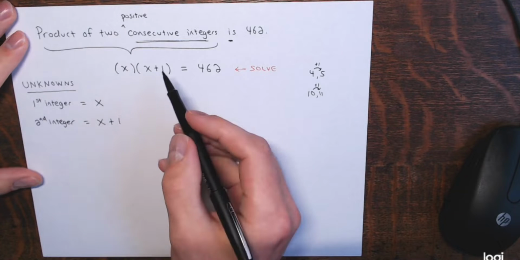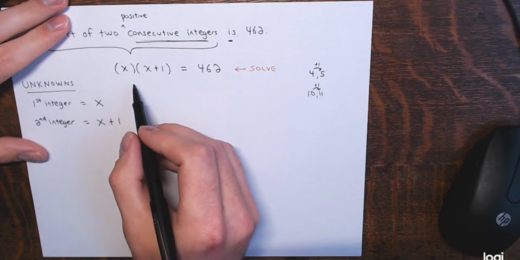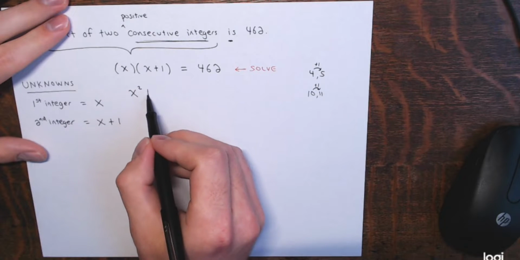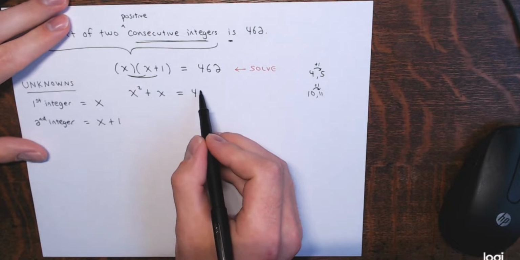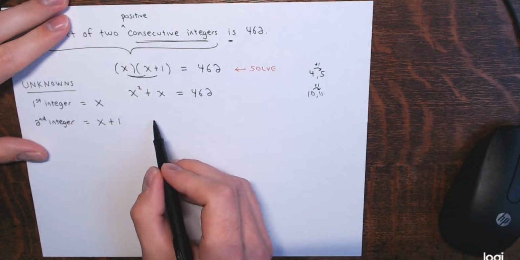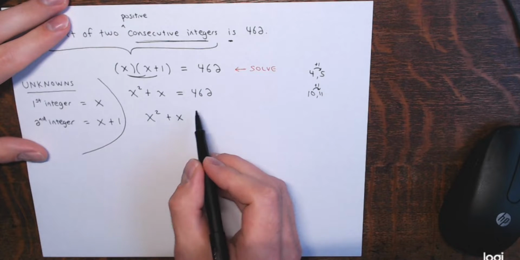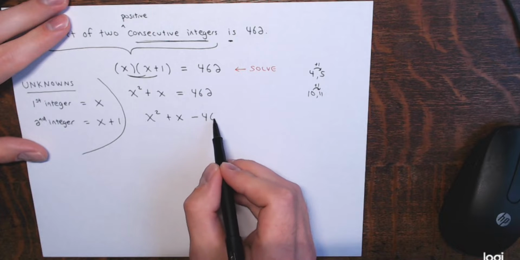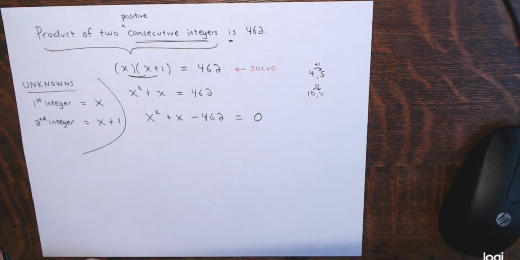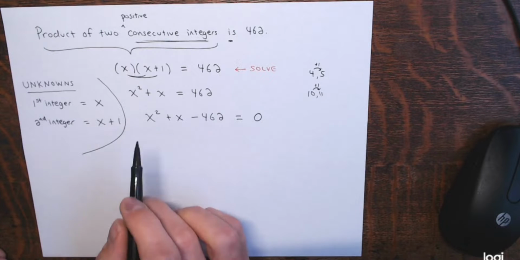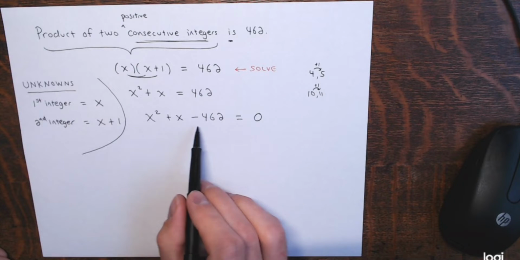So the first step, like I said, is going to get into that ax squared plus bx plus c equals 0 form. So I'm going to multiply this out. The left side is x squared plus x, after distributing the x, equals 462. And then I need to subtract 462. We have x squared plus x minus 462 equals 0. Now I have it in that form that I want, ax squared plus bx plus c equals 0, and then we factor this polynomial.